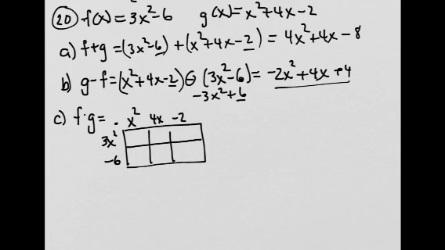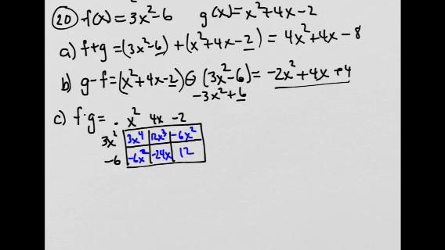Okay, 20C is a multiplication problem, so I like to make a little grid like this, and just multiply each term. So this is 3x to the 4th, 12x to the 3rd, negative 6x squared, and then you go to the next row, negative 6x squared, negative 24x, and positive 12.